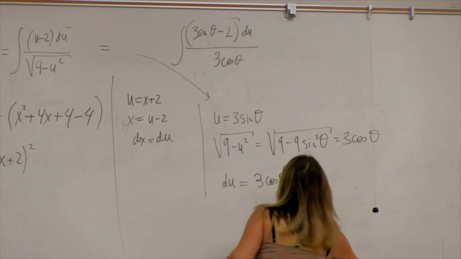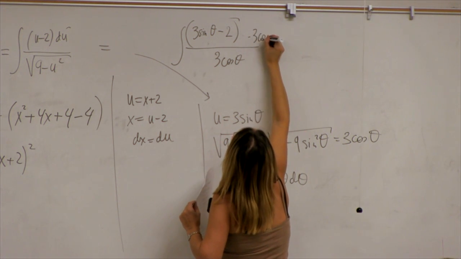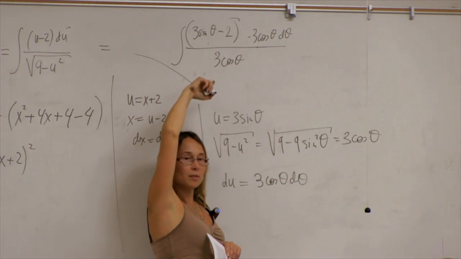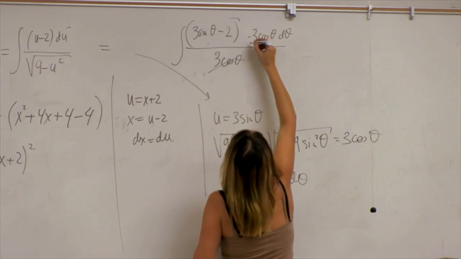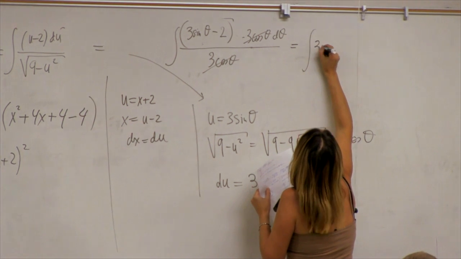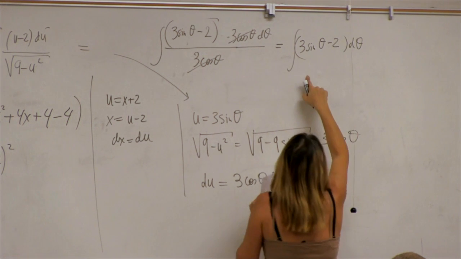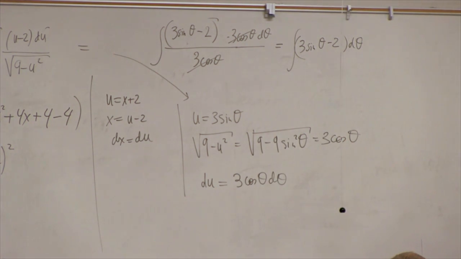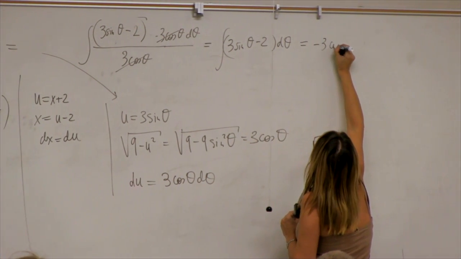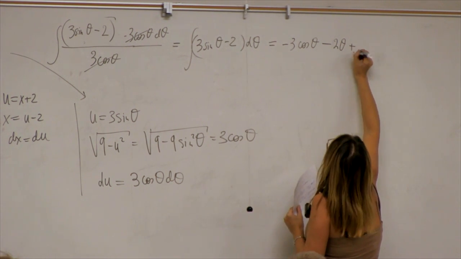So that goes instead of du, right? 3 cos theta d theta. And that's very lucky because the 3 cos theta cancel like this. So the integral actually turns out to be a pretty easy one: 3 sine theta minus 2 d theta. And everybody can take this, right? So let's continue. I have minus 3 cosine theta minus 2 theta plus c.